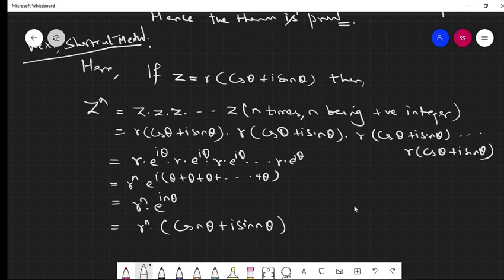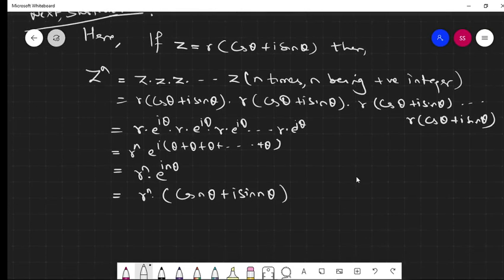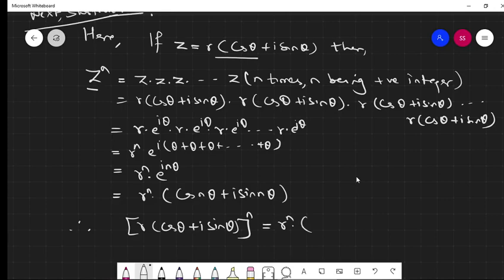Therefore, z is r(cos theta plus i sin theta), and z to the power n is r to the power n times (cos n theta plus i sin n theta). Hence proved. This is De Moivre's theorem. We can prove it in this shortcut way as well.